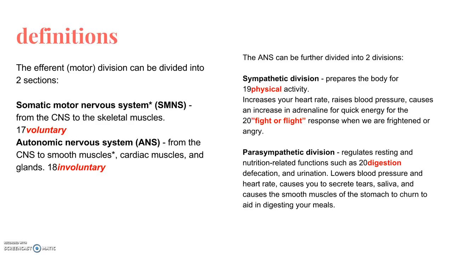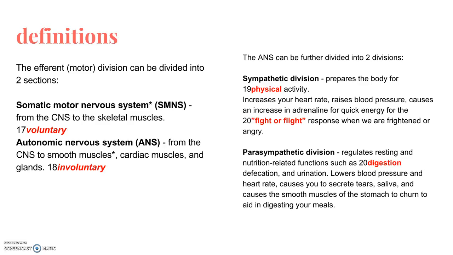other substances. All right, the autonomic nervous system can be further divided into two divisions. You have the sympathetic and the parasympathetic. The sympathetic division prepares your body for physical activity. It increases your heart rate. It raises your blood pressure. It causes an increase in adrenaline for quick energy for that fight or flight response when you get scared or angry. The parasympathetic division is the opposite.